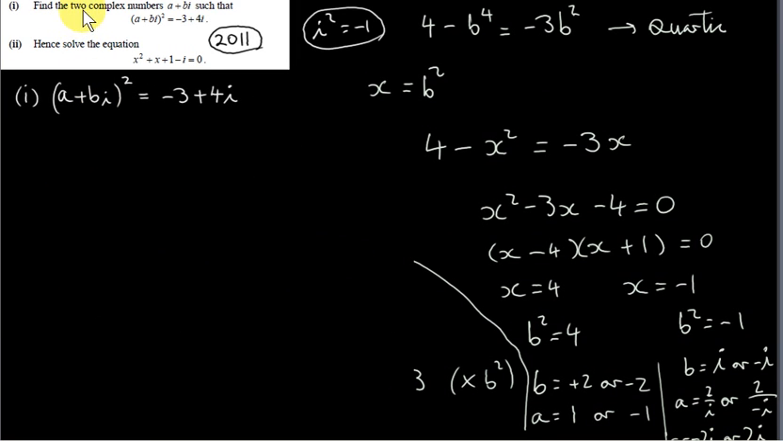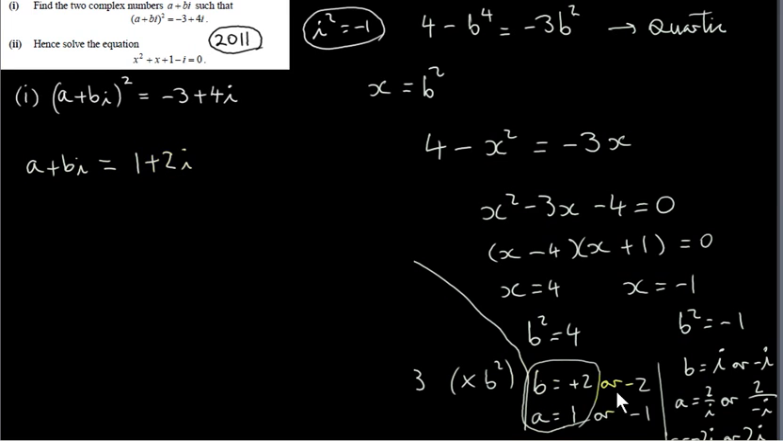Now, we're told here that there are two complex numbers, a plus bi, that satisfy this equation. Well, we seem to have 4 pairs of values. Let's see what this could mean. Let's look at this pair here. When b is plus 2, a is plus 1. So we get a plus bi equals 1 plus 2i. So that's one solution.